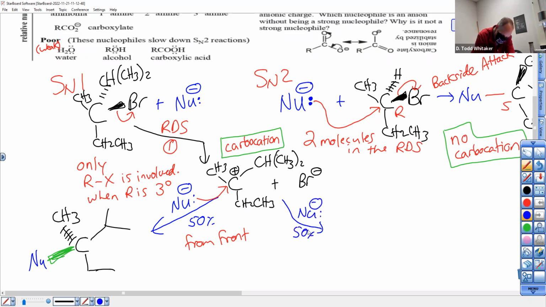From behind. Why is it a 50-50 proposition? Because it can be R. Why can it be R or S? Well, why? The previous one could have been R or S, but it only picked one.